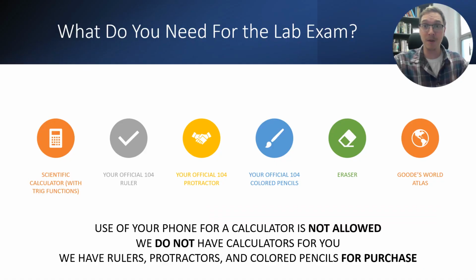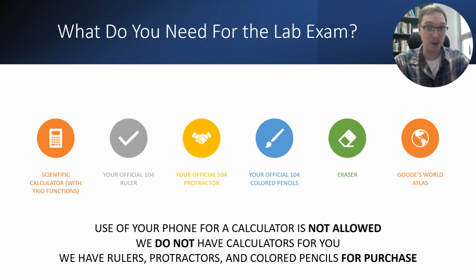What will you need for the lab exam? This is incredibly important for everyone to pay close attention to. You need a scientific calculator with trigonometric functions. You will not have access to your phone. Your calculator is a standard issue calculator that you bring. We do not have calculators for you, so you can't use your phone, and you have to bring your own. We will have rulers, protractors, and colored pencils available for you if you don't bring your own, for a nominal fee. Actual money you're going to have to pay if you don't bring the materials that you need.